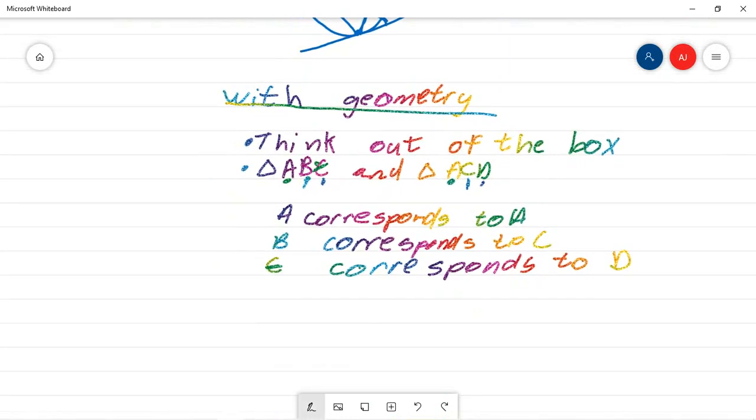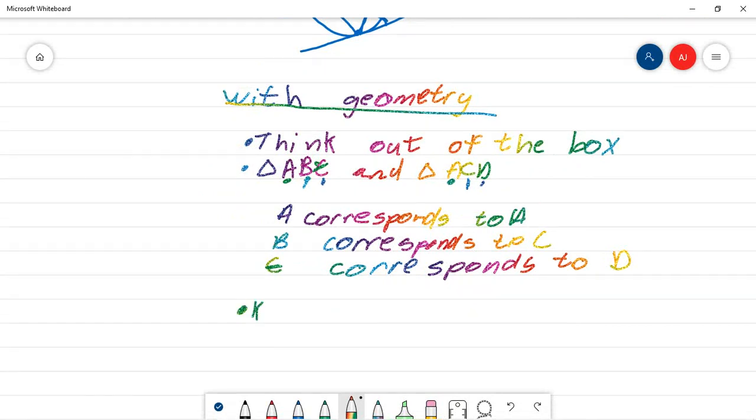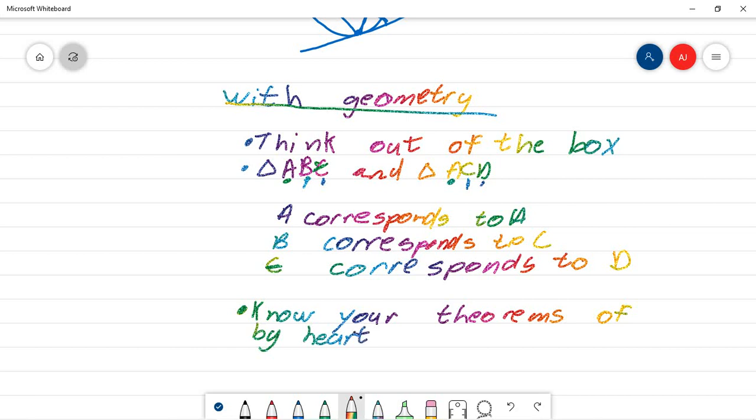Another thing is know your theorems. Know your theorems off by heart. Okay. This is especially important. If you don't know your theorems, you're going to struggle extremely.